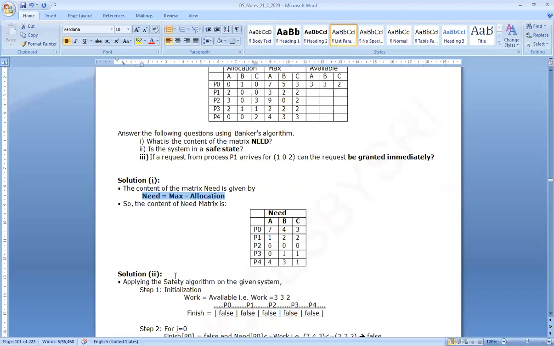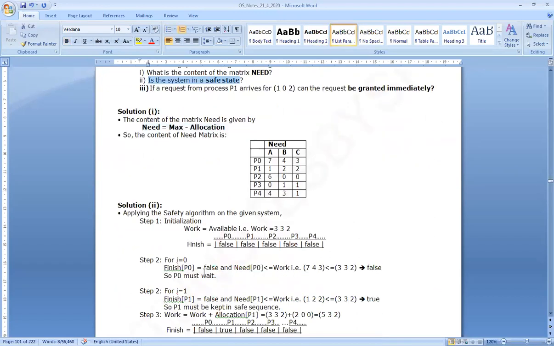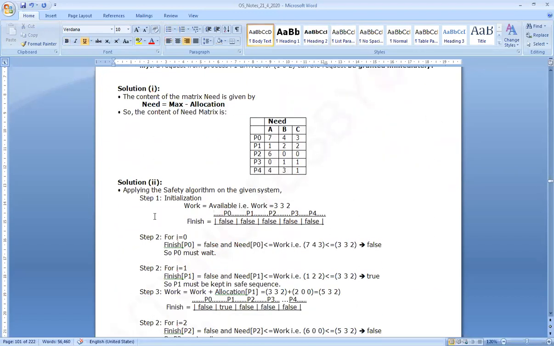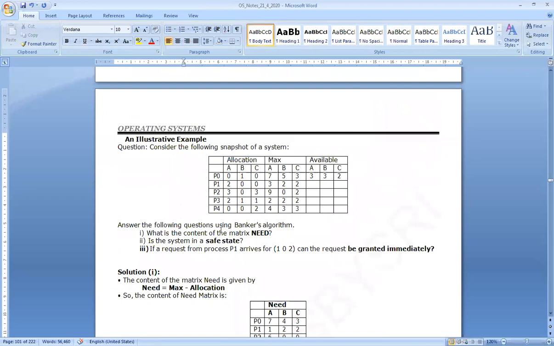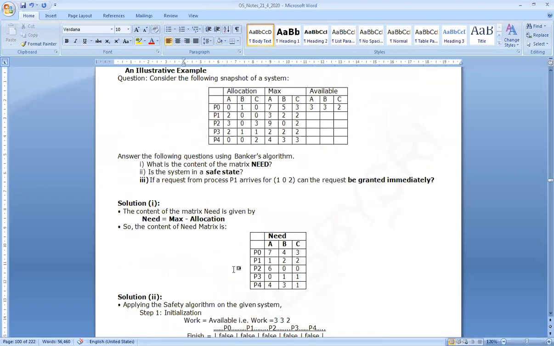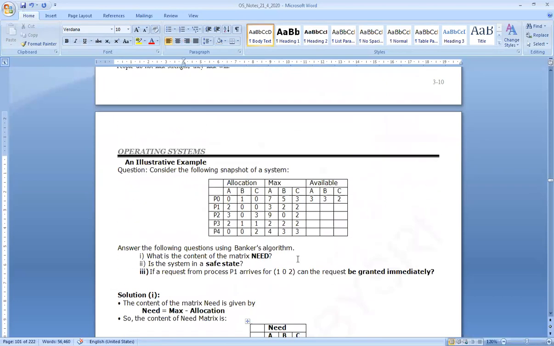Then what is solution number two? It is about the safe state. What is meant by safe state? Applying the safety algorithm on the given system. How to apply the safety algorithm on the given system, and how to find the safe state, I will explain in the next class. We will see the continuation of this problem, and what this safety algorithm is, in the next class. Thank you for listening.